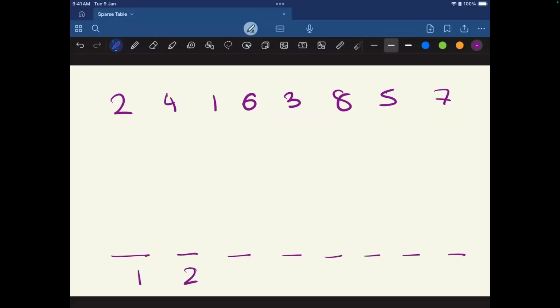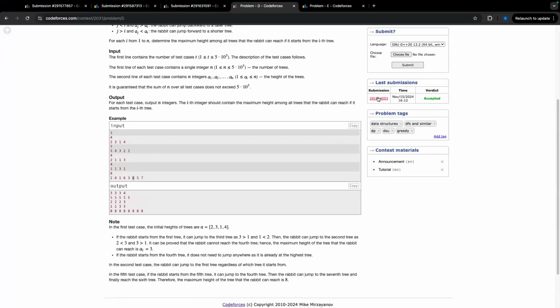1, 2, 3, 4, 5, 6, 7, 8. Initially, all answers are 0. We are iterating from left to right. Okay. For 7, what is the answer? Let me show you the code.